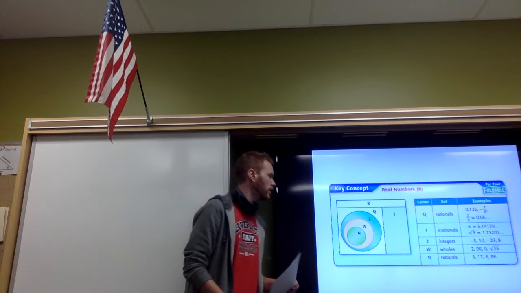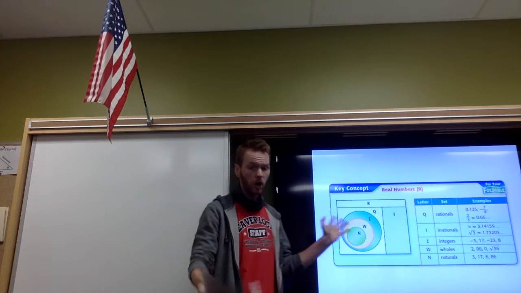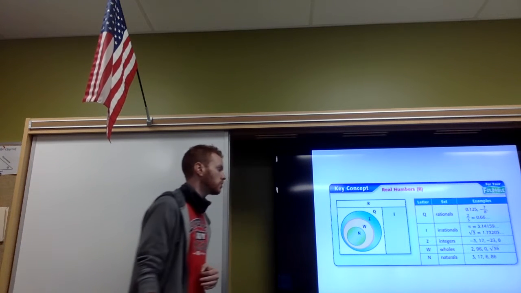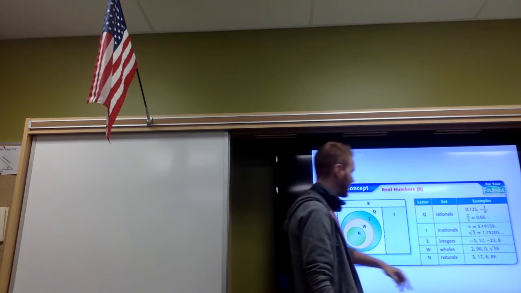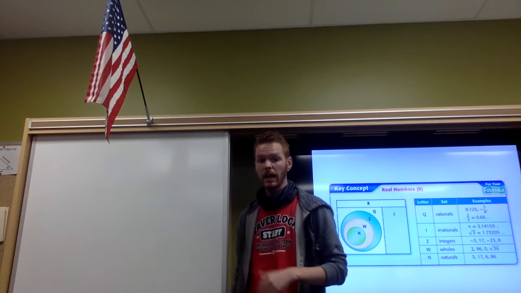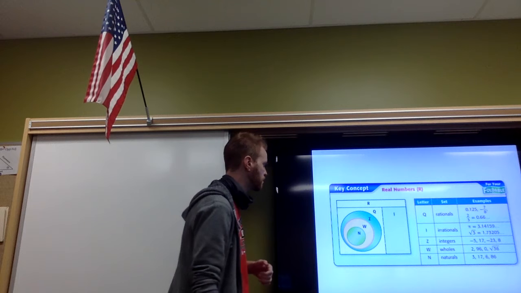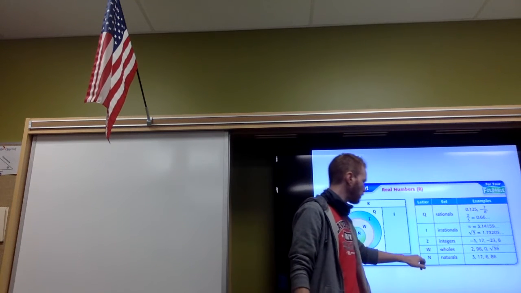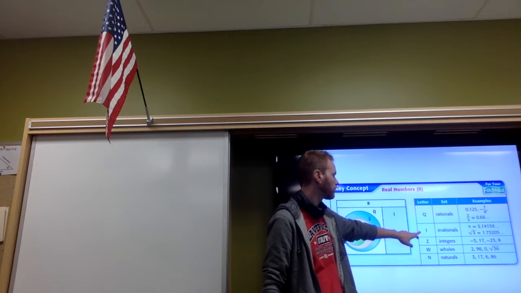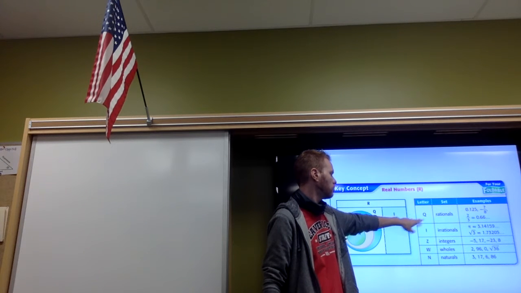So here is a nice chart on the reference sheet, by the way, of our real number system. Notice it's composed of natural, whole, integer, irrational, and rational numbers. This should be a review from Algebra 1. And we have our symbols: N for natural, W for whole, Z for integer, I for irrational, Q for rational.